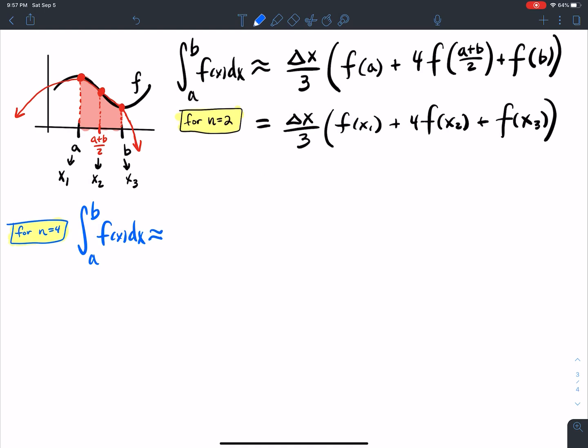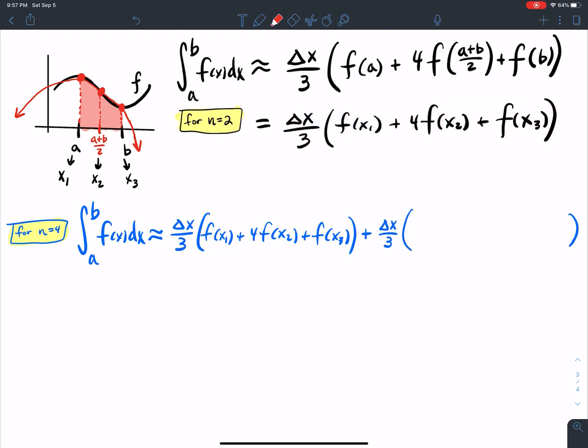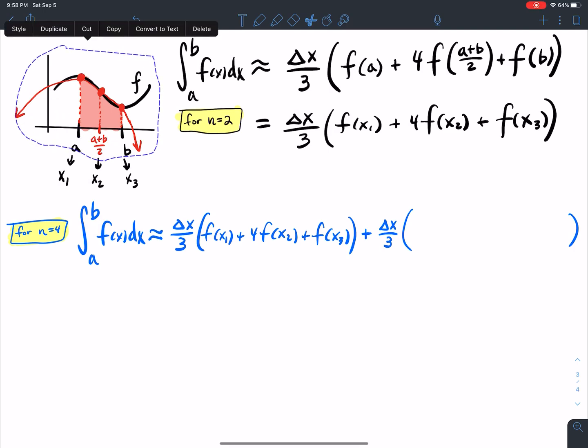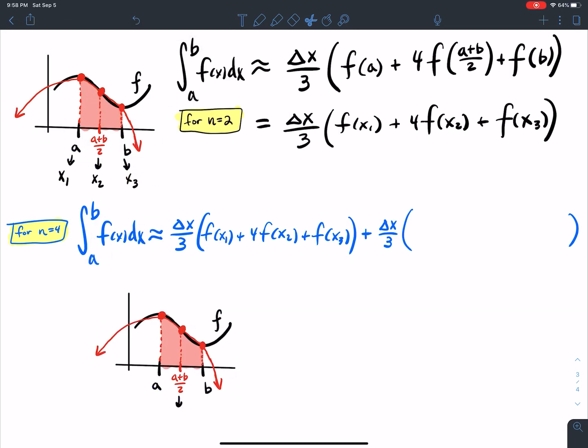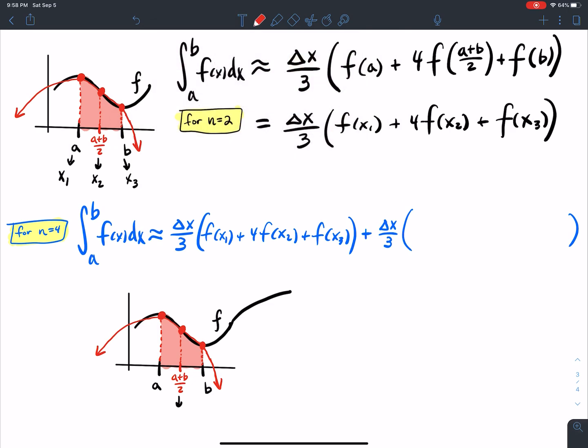When n equals 4, it kicks up just a little bit. I'm going to have delta x divided by 3 times this, which is the first part here. But then I'm going to kick it up by adding in another one. So not only do I have my parabola that I'm estimating here, but I'm also continuing this on. And maybe I get 2 more points to make it 3 points here. And I use this to approximate with another parabola. See what's going on here?